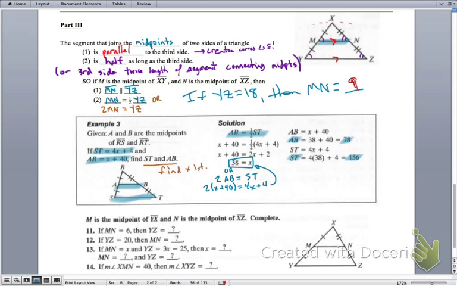Okay, so here MN is going to be parallel to YZ. That comes when we're talking about the questions about angles. That's going to come into play. But 2 of these equals 1 of these.